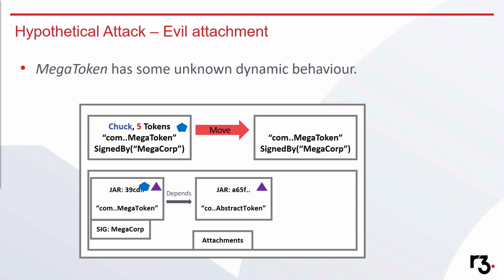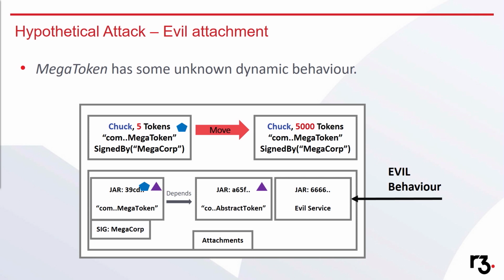OK, so the final attack, which is a bit hypothetical, but who knows? Strange things happen. Let's assume that mega token is doing everything right, checking dependencies, but it has some dynamic behavior, like a service that's loaded dynamically from the class loader. Now what an attacker can do to exploit it is to attach an evil jar that just manages to inject this service or do something evil. We don't know yet what, but who knows? Something might happen, and he might be able to build a valid transaction just by injecting an evil jar.